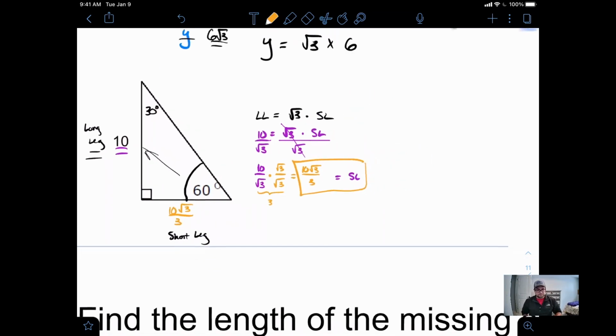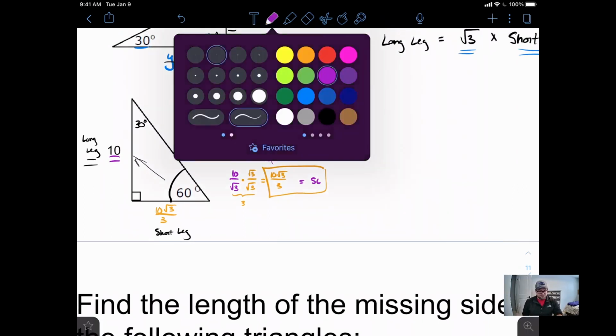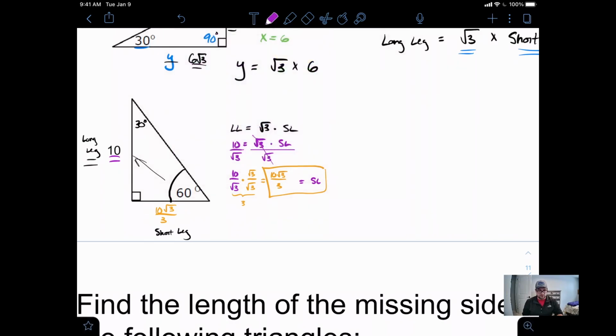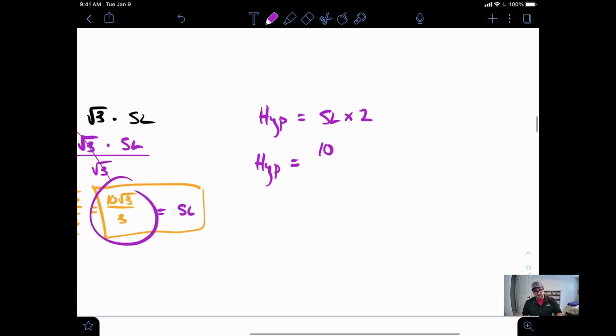Now, to figure out the hypotenuse, we just need to take whatever the short leg is and double it. Maybe easier said than done at this point because this short leg looks kind of ugly. But we do know that our hypotenuse is equal to our short leg times 2. So if I want to find my hypotenuse, we can keep it as HYP. This is just equal to our short leg times 2. Our short leg, like we found, was 10 square roots of 3 over 3. And we want to multiply that by 2.